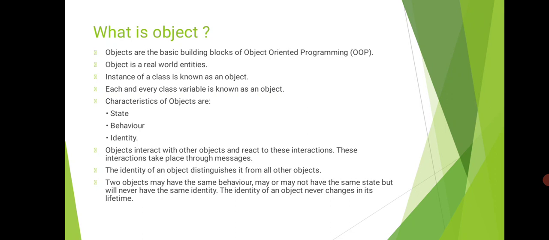So objects are real world entities. They are instances of a class, and every class variable is called an object. Objects have their own characteristics. An object is an instance of a class, right? Objects are also called instances of a class. Instance means allocating a sufficient amount of memory space for the data members of a class.